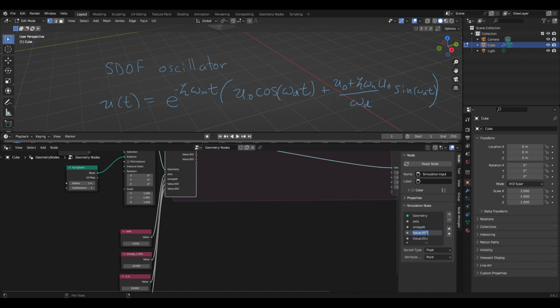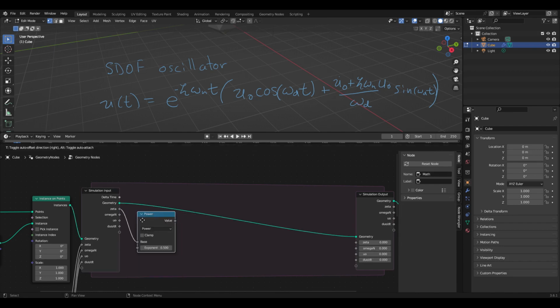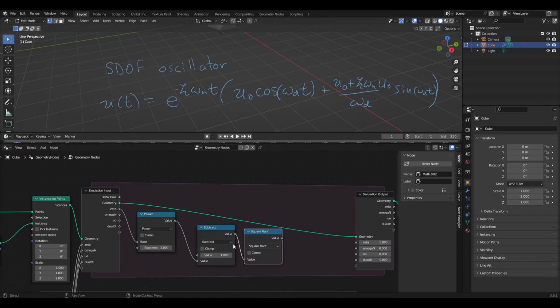So first I'm going to work on that omega d, which is the square root of 1 minus zeta squared times omega n. So here I take zeta to the power of 2, take 1 and subtract that value from it, and then take the square root and then multiply it here by omega n, the natural frequency. And so I'm going to describe this as omega d, and there it is. And so we're just slowly building up this equation that I wrote in the 3D viewport.